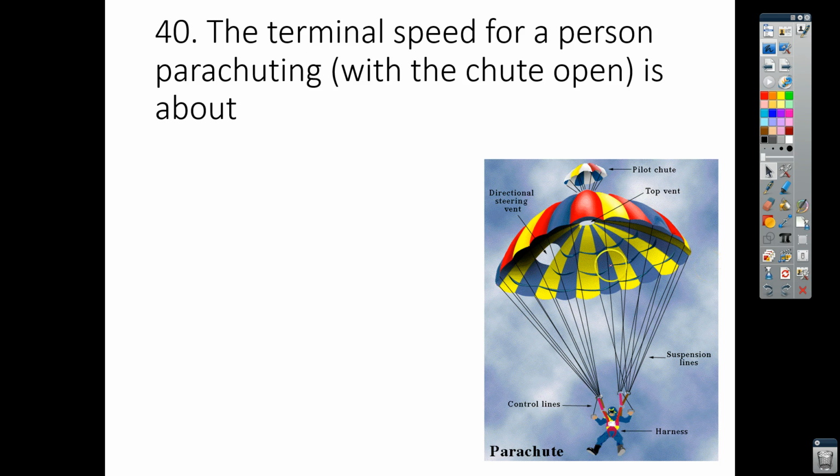The terminal speed for a person parachuting is about 15 kilometers per hour. So it's pretty slow when you hit the ground, which is a good thing.